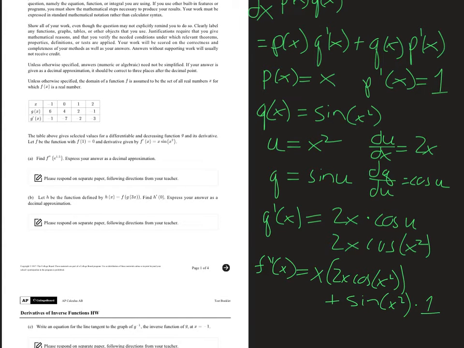And the directions say express your answer as a decimal. So they want you to plug this into your calculator with the e to the 1.5 and write that decimal there. That's part A. Pause, write it down. I've got to get rid of it because I need more room for part B.